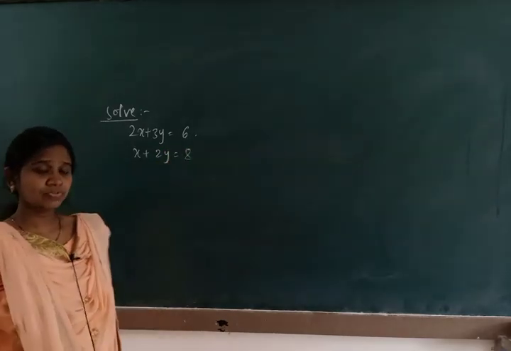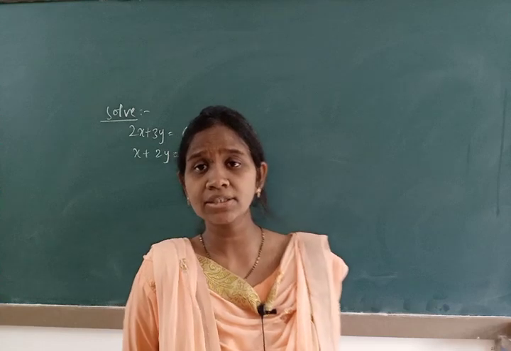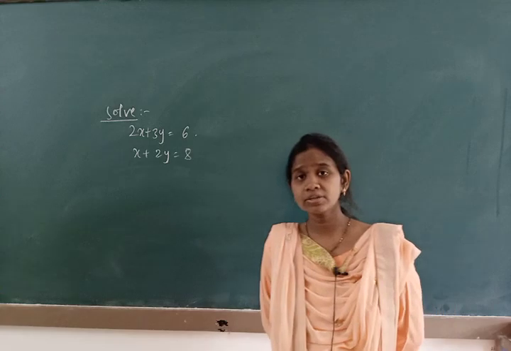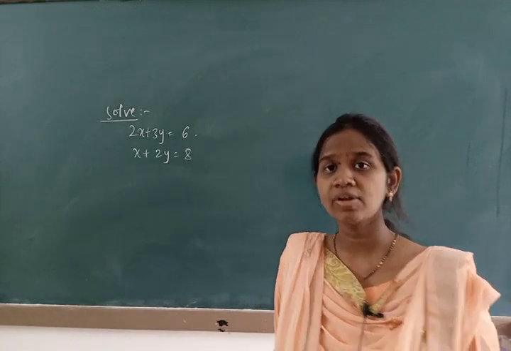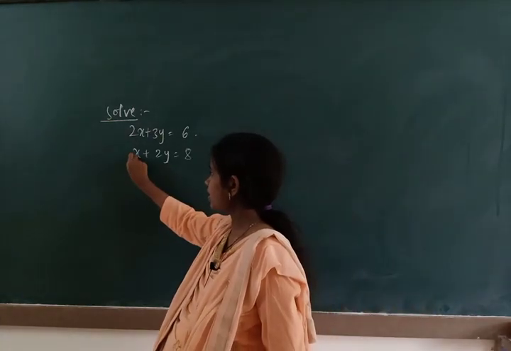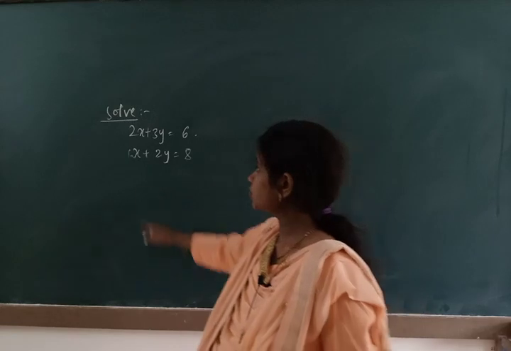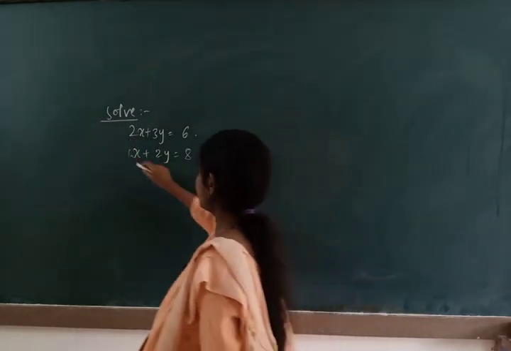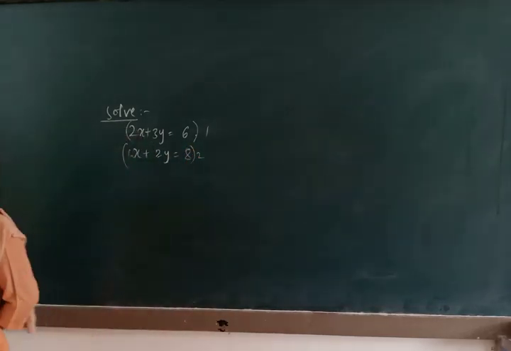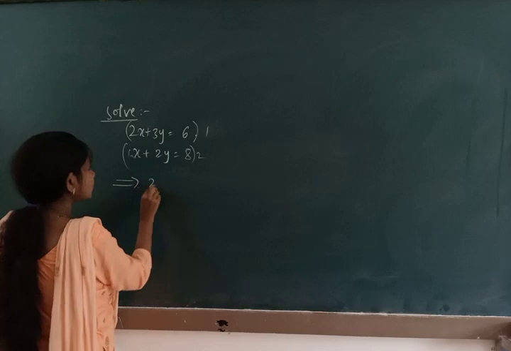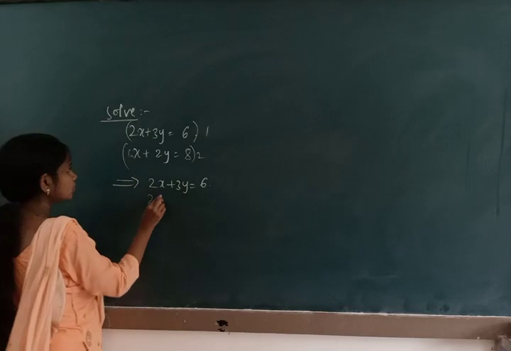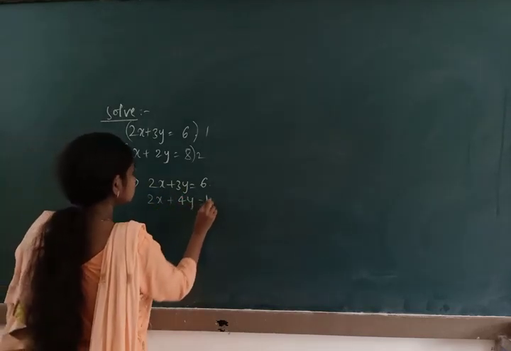See, if this type of question were there, how to solve? Last class only I spoke about the elimination method or substitution method. Previous class problems were easy because plus and minus were going to get cancelled. For this problem, this coefficient is 1 and this coefficient is 2. You just cross multiply, this you multiply with 1 and this you multiply with 2. Therefore you are going to get 2x plus 3y is equal to 6 and 2x plus 4y is equal to 16.